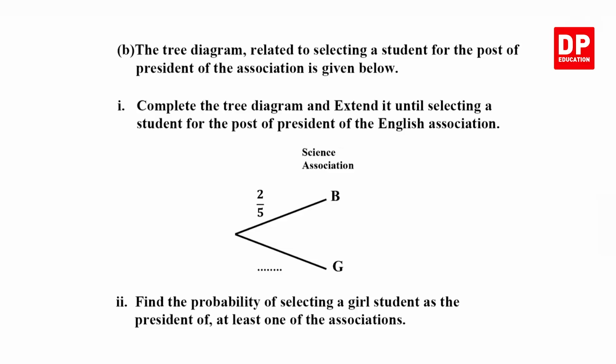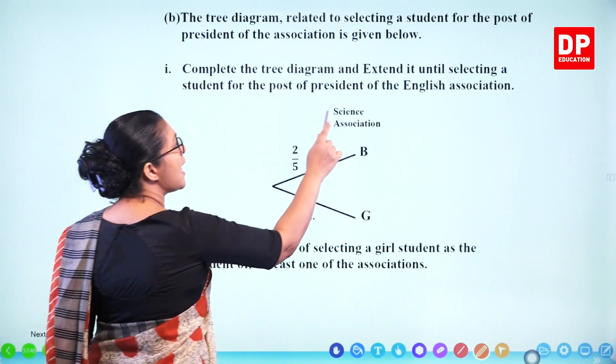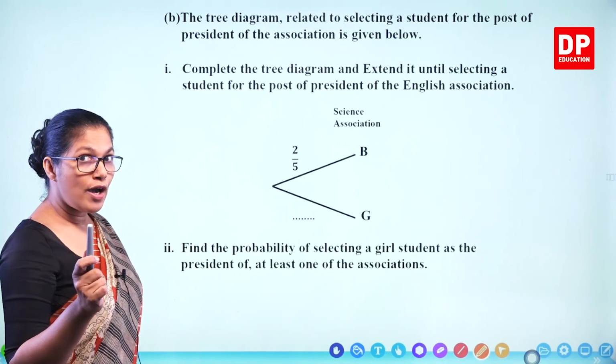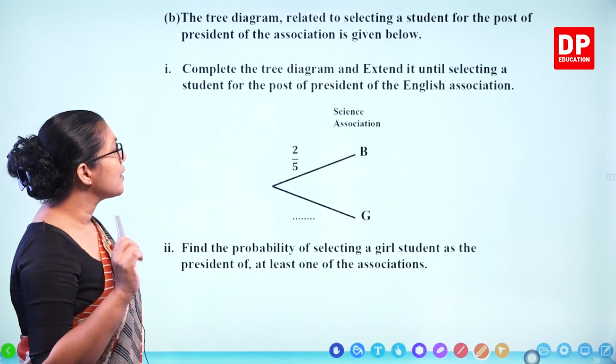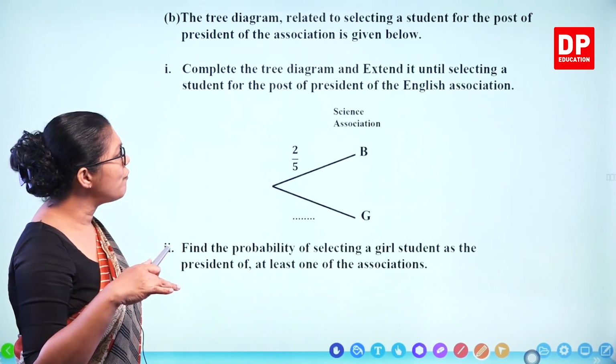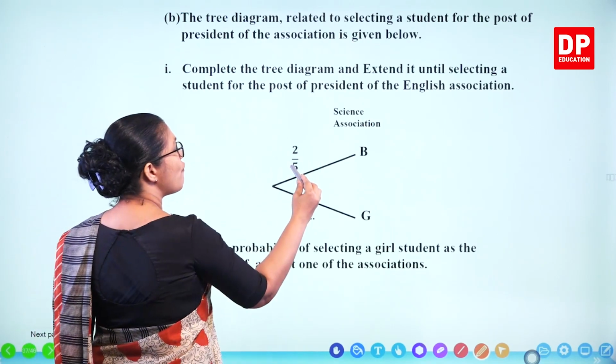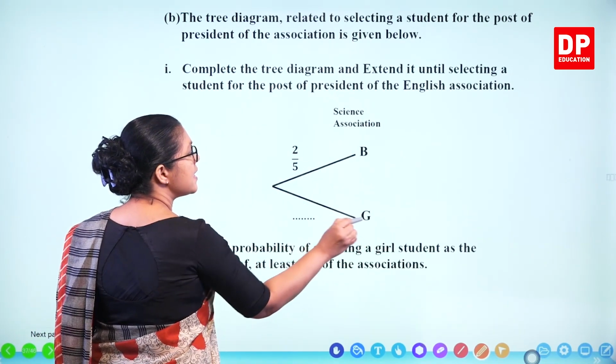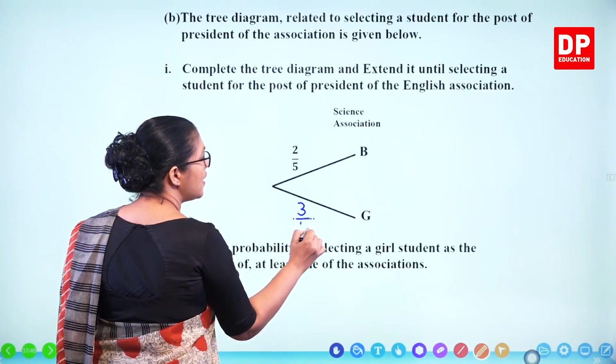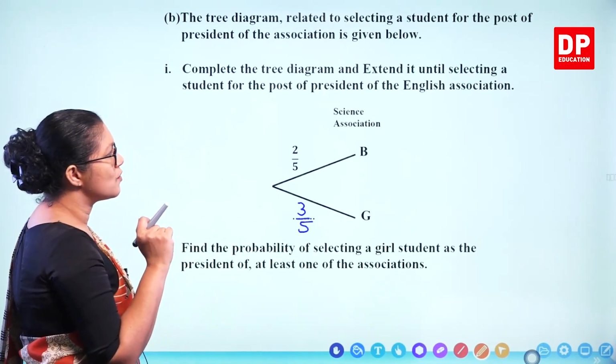Part B. The tree diagram related to selecting a student for the post of president of the association is given below. Complete the tree diagram and extend it until selecting a student for the post of president of the English Association. For the Science Association, boys: how many boys are there? 2 boys out of 5. So that's why 2 over 5. So what's the probability of getting a girl? 3 over 5. So this is for the Science Association.